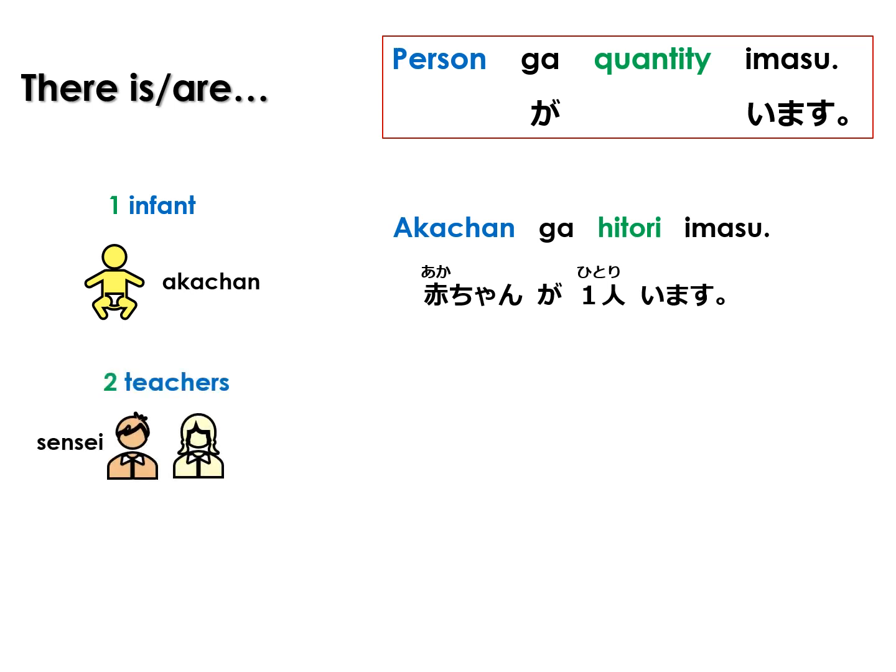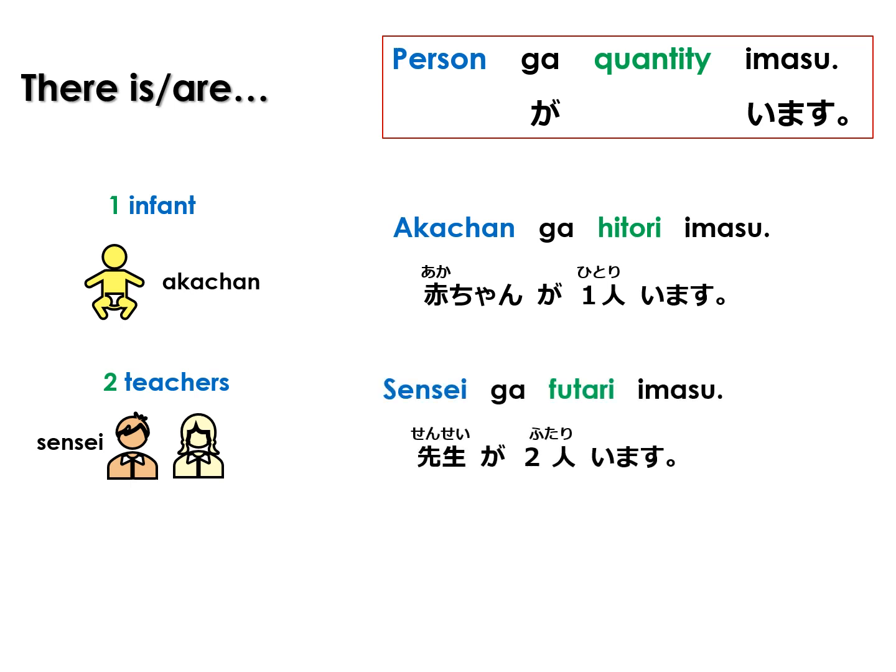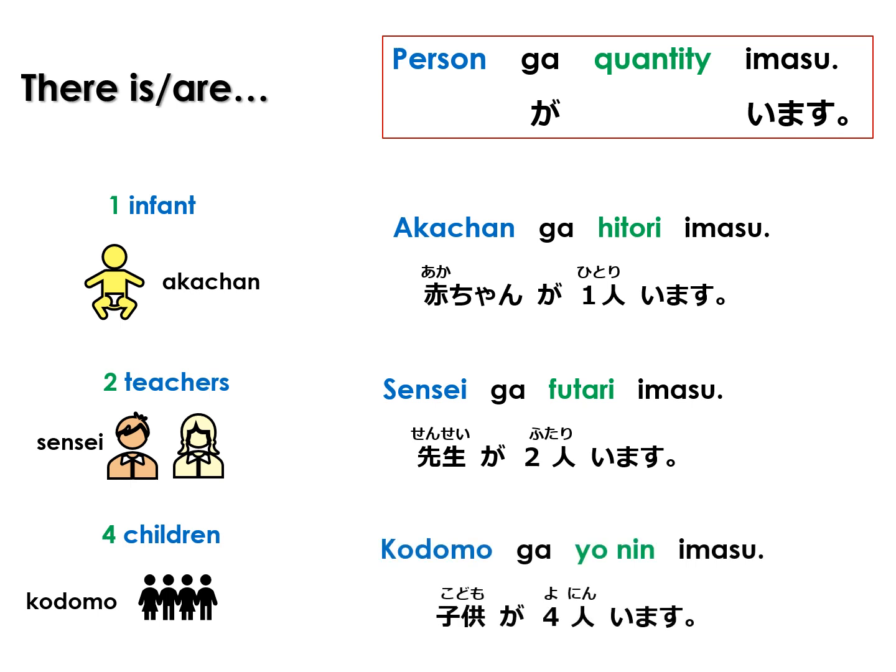How do you say there are two teachers or sensei? Sensei ga futari imasu. How do you say there are four children or kodomo? Kodomo ga 4人います.